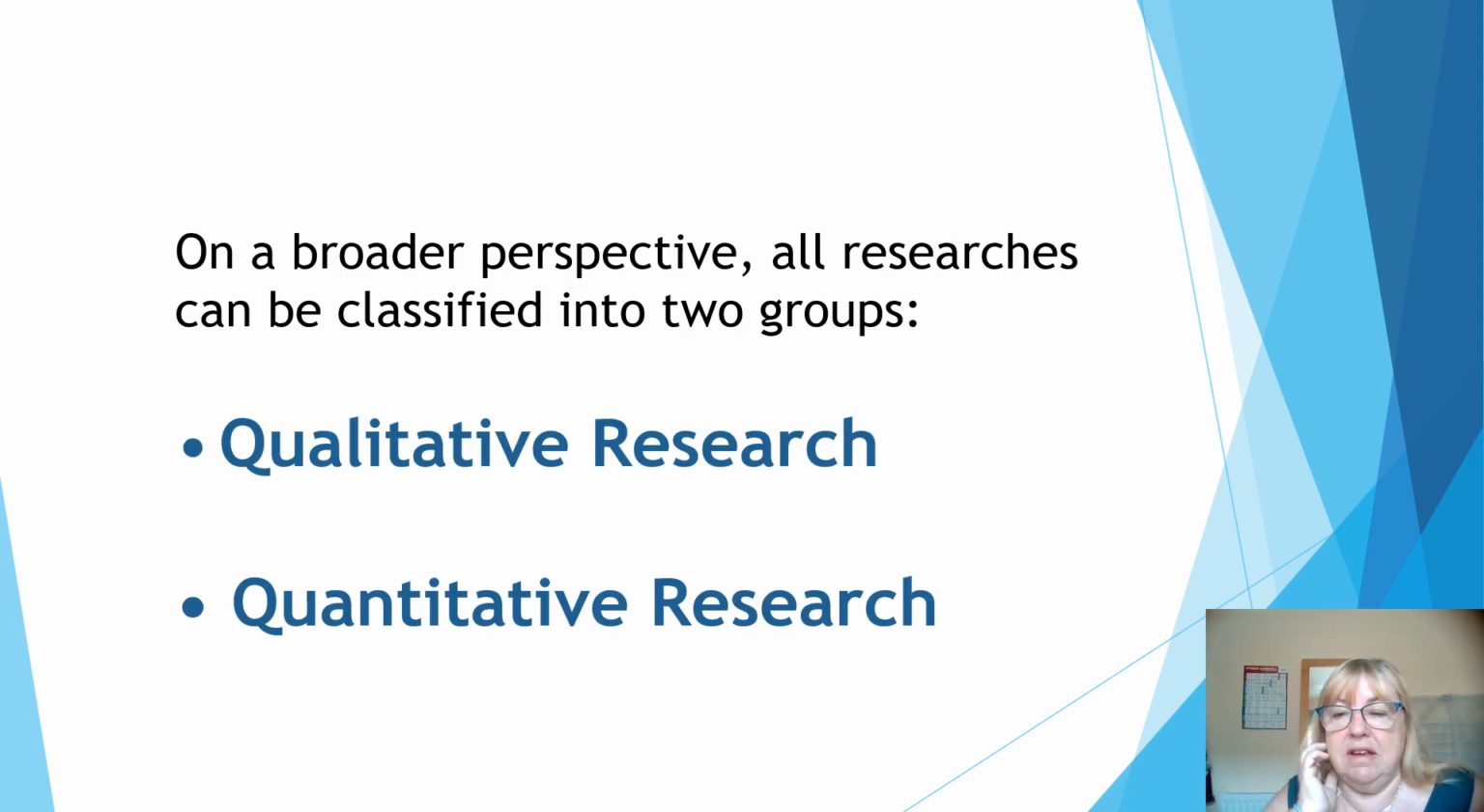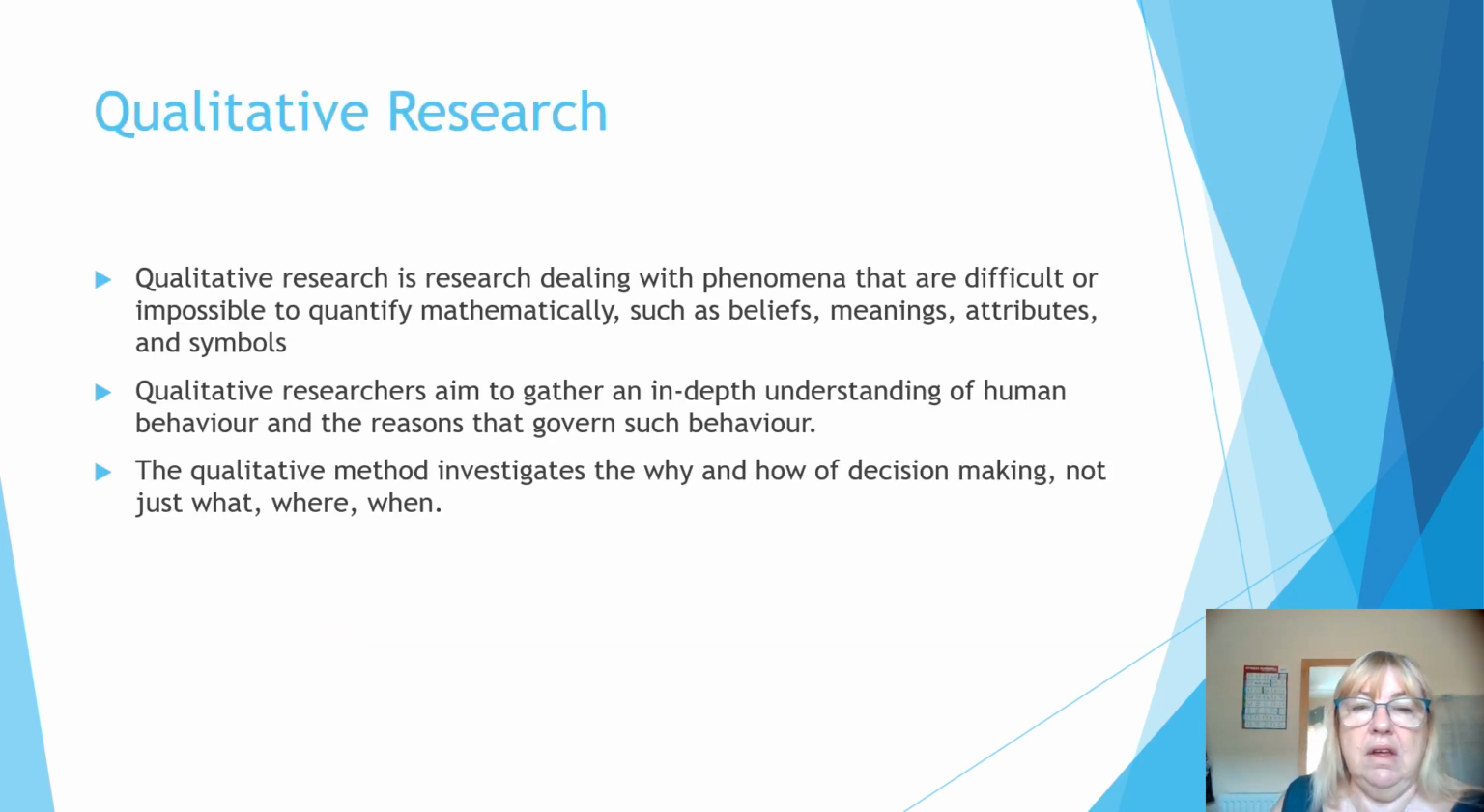So, on a broader perspective, we've looked at some research methodologies. You're going to think which one is the most useful to you. On a broader perspective, there are two different types of research. Generally, it's classified into two groups: qualitative research and quantitative research. And you want to think about this as part of your methodology too. Qualitative research deals with things that you can't quantify mathematically. So it's all about beliefs, feelings, meanings, symbols, what people see, and what it means to them.